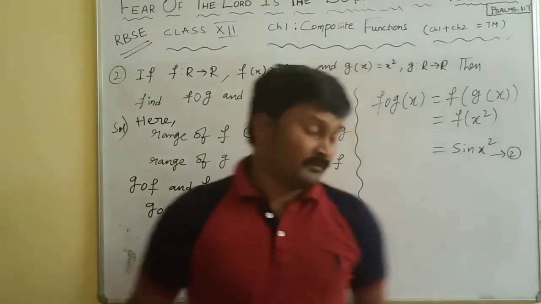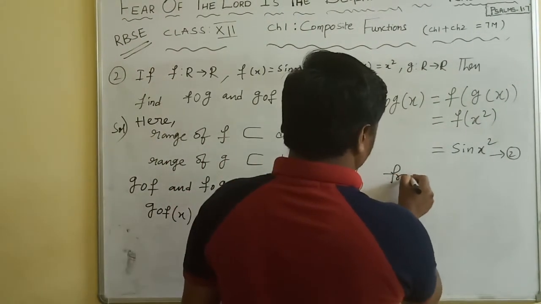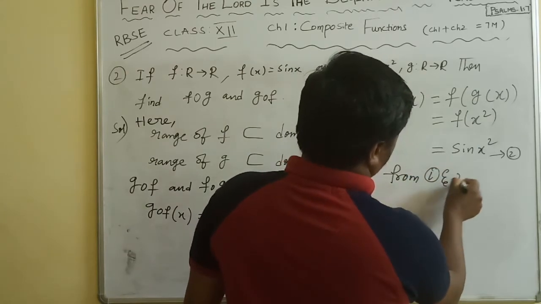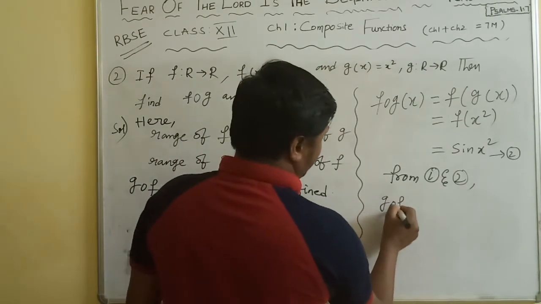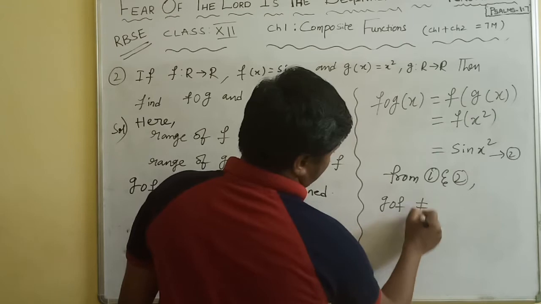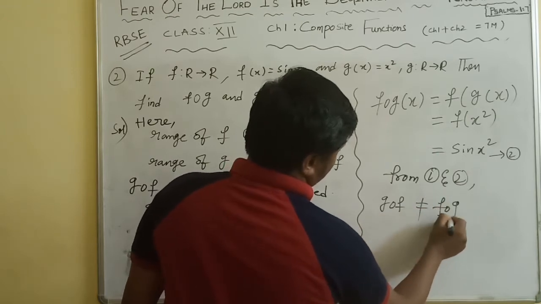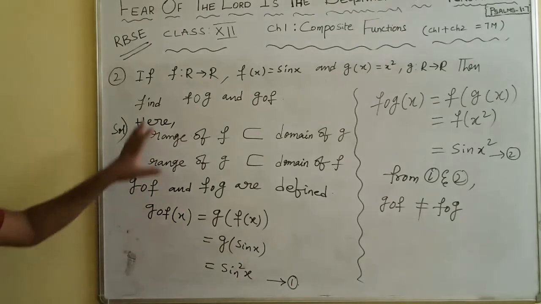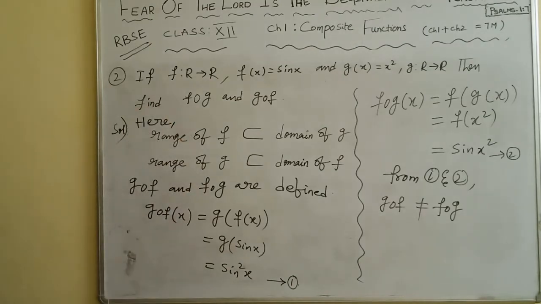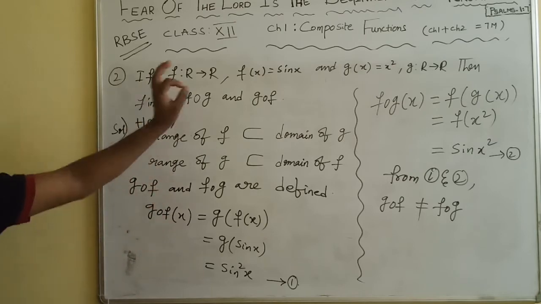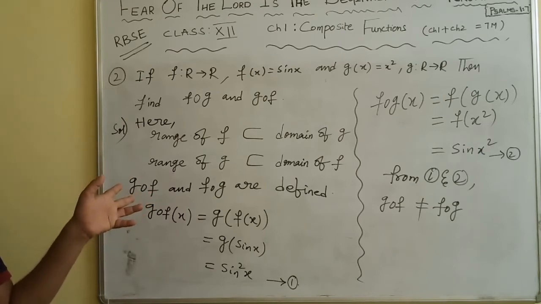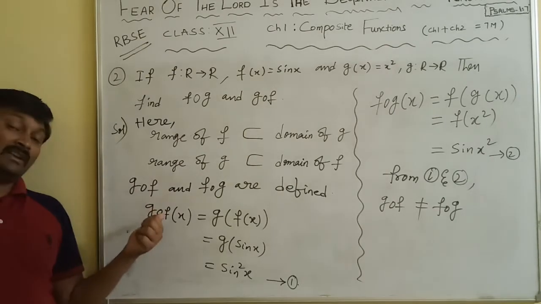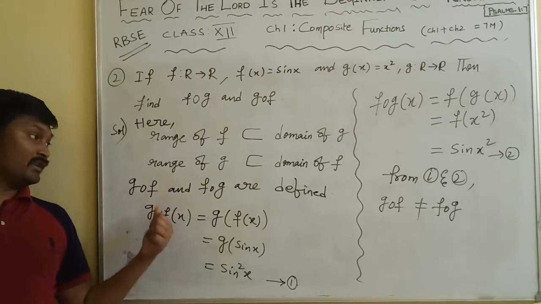So from 1 and 2, what can we say? From 1 and 2, we can say that G circle F is not equal to F circle G. So this is about how to find F circle G and G circle F. Just simply substitute the functions. The first point is that you need to check whether the function is defined or not. It is defined if it is a one-to-one and onto function, then only it is going to be defined.